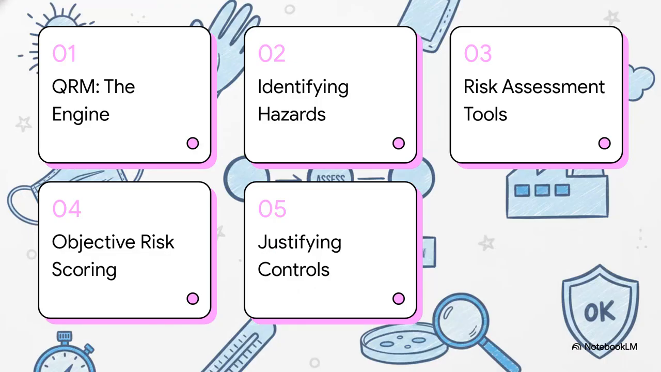Okay, let's take a quick look at our agenda for today. We'll kick things off with QRM as the strategy engine, then we'll move into identifying contamination hazards, review some risk assessment tools, cover objective risk scoring, and finally wrap up with justifying controls and risk. Let's get right into it.